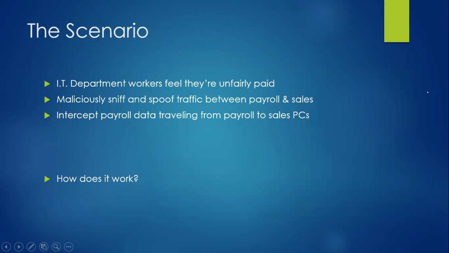And so in this scenario, basically the IT department workers feel that they're not being compensated fairly. And so they are performing a malicious attack to figure out what the payroll is for the sales department, because they think that the sales department is being paid more than them unfairly. And so they're going to try to intercept the payroll data that is going from payroll to the sales employees' PCs.